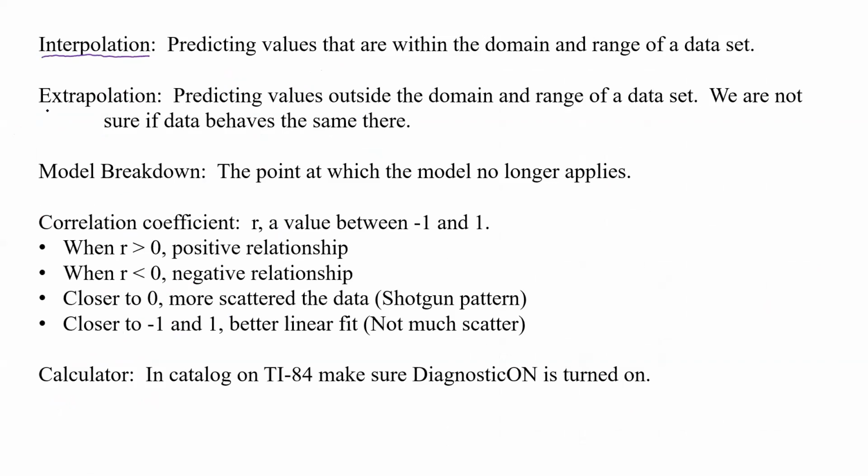And then we have another thing called extrapolation. Now this is predicting values outside the domain and range of a set. And here we're not sure if the data behaves the same. So we're extrapolating. We're saying, well, if the data continues on, we're saying yes, that'll be the case, but it doesn't always work because there's going to be model breakdowns, and that's going to be the point where the model no longer applies, whether it's going to the left or going to the right, depending on what it is.